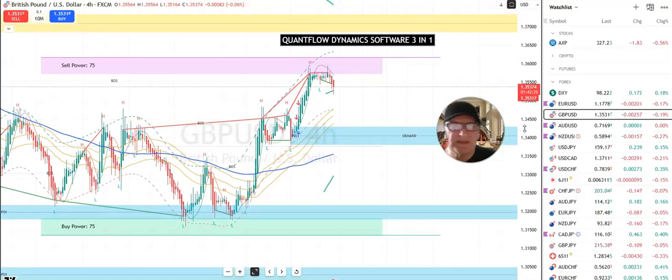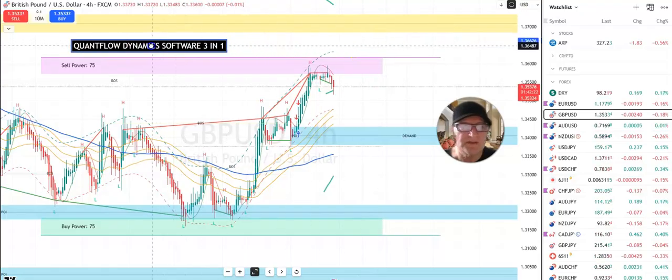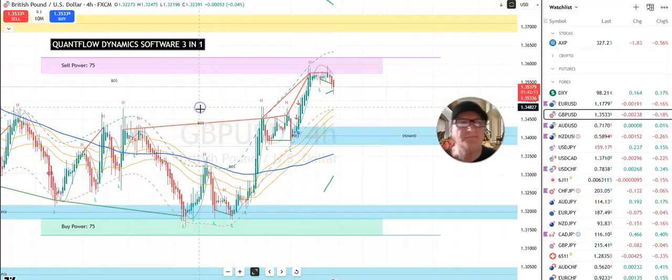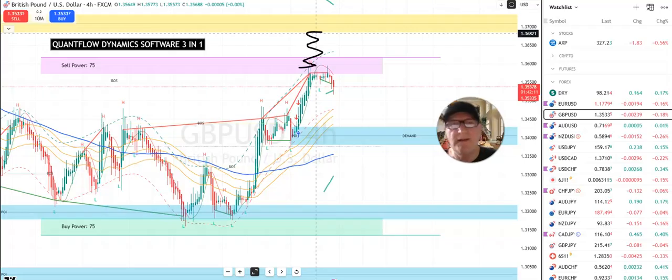Now, the pound USD does not have convergence. Remember, the QuantFlow Dynamics software is 3-in-1. It's reversal, it's continuation patterns, and it's swing trading in the same breath. So we can see here that the price has got a gap from the order block down to this sell power. I need this to merge together. Once it does, then we'll be looking to sell, but certainly not ready yet.